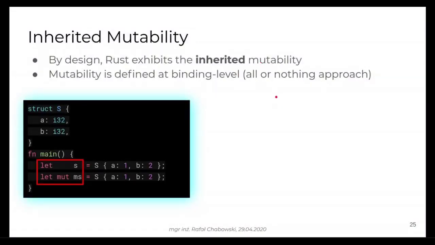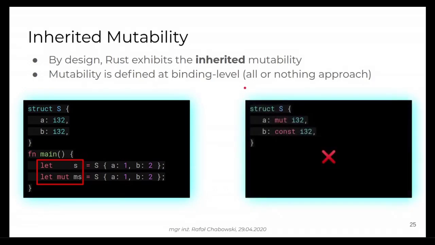Let's briefly talk about mutability. By design, Rust exhibits so-called inherited mutability. So whether something is mutable or not is defined at the binding level. It's an all-or-nothing approach. So you cannot do stuff like in C++ where you define a particular field as mutable or const. In Rust, the binding, which is represented here, defines whether the entire struct will be mutable or not.